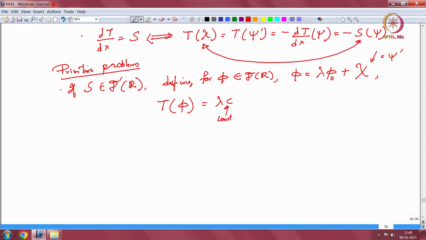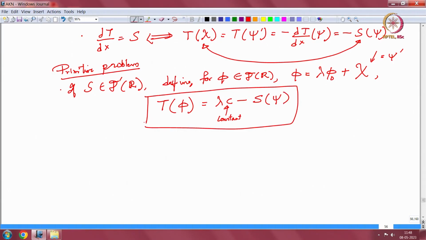So you get different things. That is why it is not unique. And that is a constant you will get, lambda c, so T of chi is minus S I. So you have that property. So that is exactly what dT by dx has to be. Of course, there is some verification we like in particular.